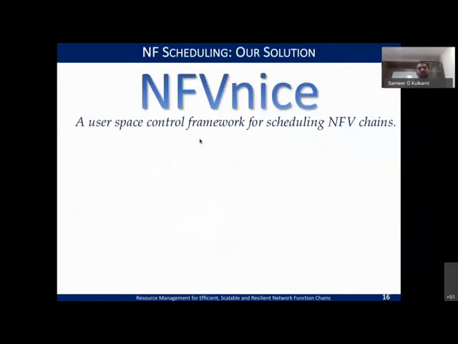So that's where my work, NFVnice, stands. Here we retrospected and checked how we want to enable these schedulers to have that information. We said these network functions run in user space while the schedulers are in kernel space, and you have to transmit these metrics. So the way that we do it is we need a user space control framework that can schedule and enable any of the schedulers to work precisely as the NFV chains demand.